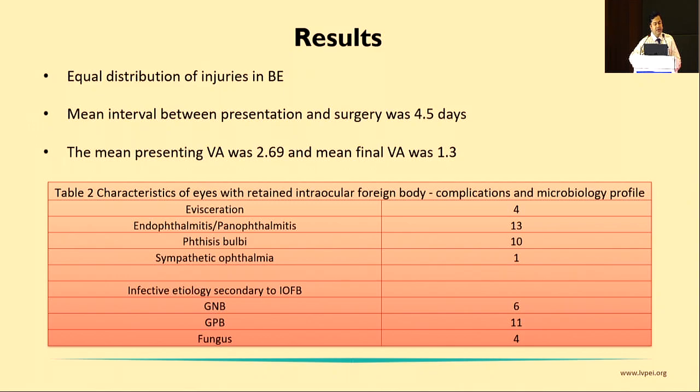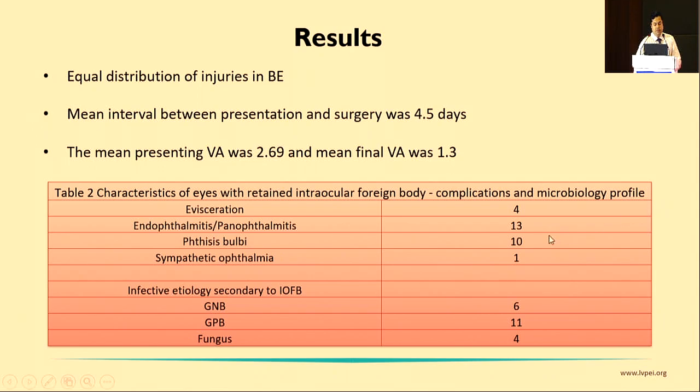Mean interval between presentation and the surgery was 4.5 days. So the patient presented within 2 days of injury, and between presentation and surgery, it was around 4.5 days. Mean presenting visual acuity was 2.69, and there was an improvement in the visual acuity of 1.3.